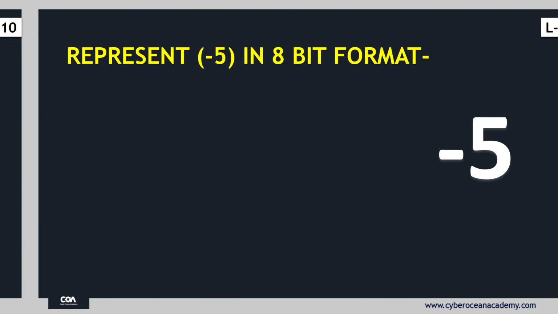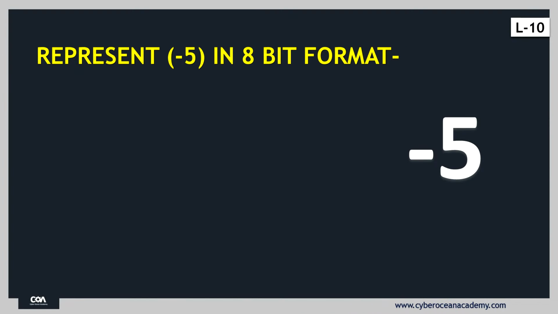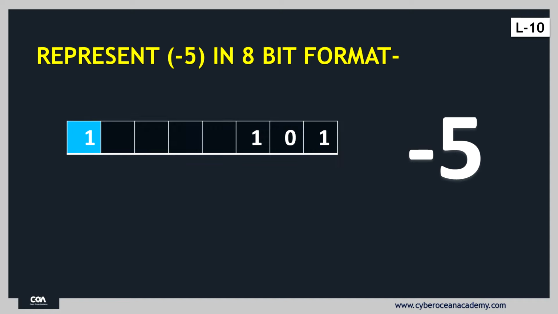And in the same way, if a question asks you to represent minus 5 in 8-bit format, how can you represent it? First of all, just write the 8 bits and put 1 for the MSB because of the negative sign. So the MSB is 1, and here 5 is 101. The magnitude of 5 is 101. Just write down the magnitude and put 0 for the remaining parts. So this is basically your 8-bit format of minus 5.